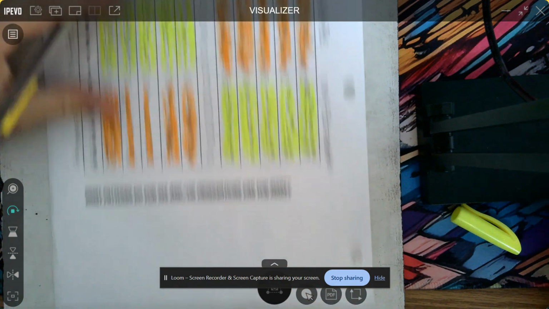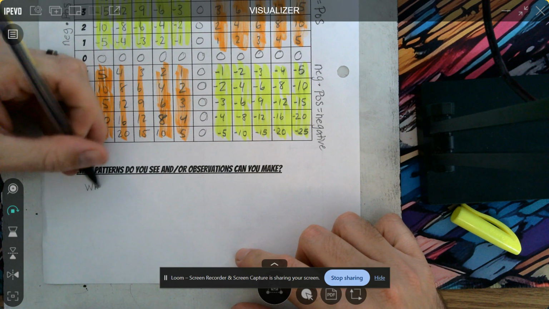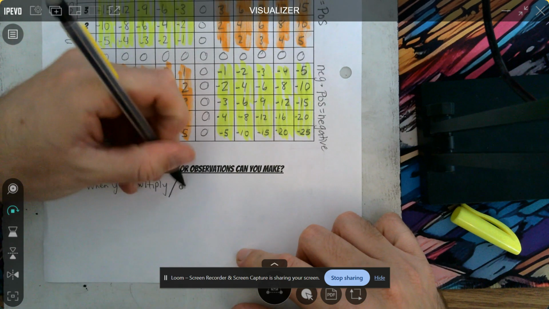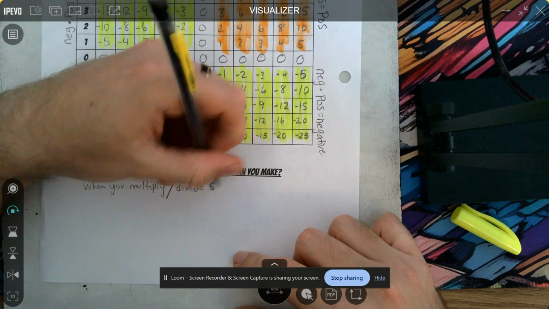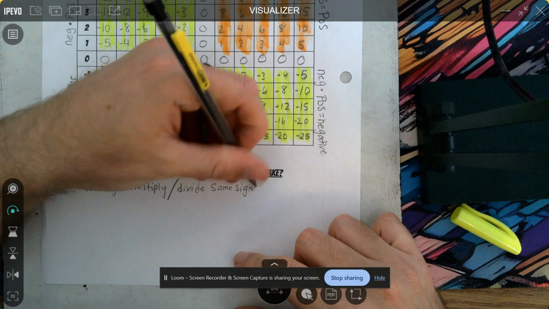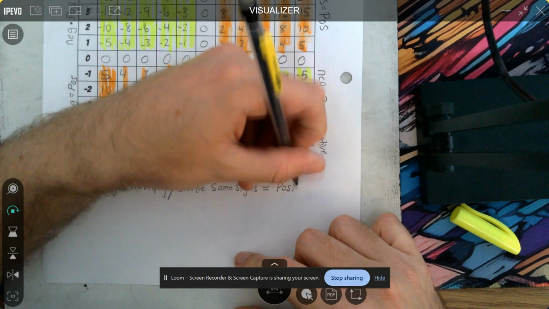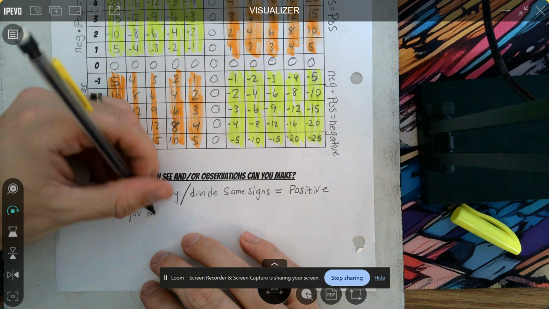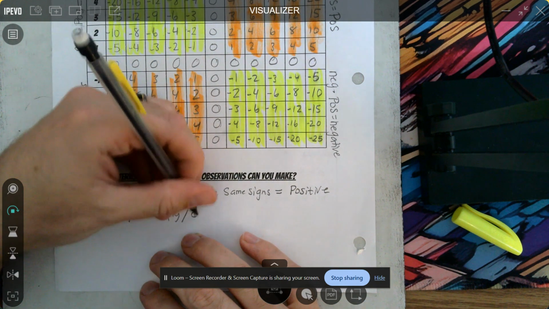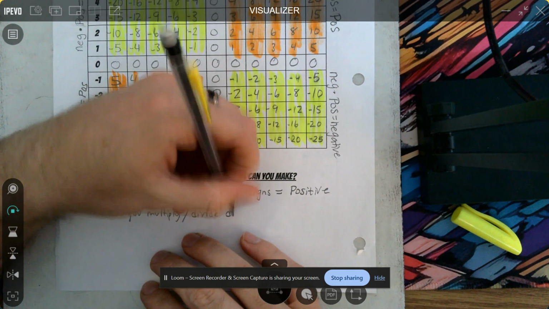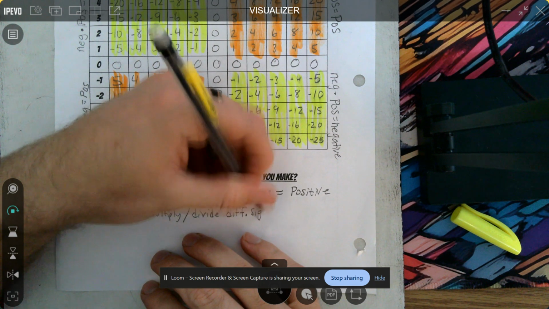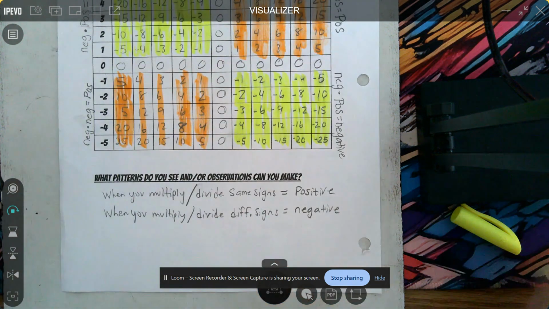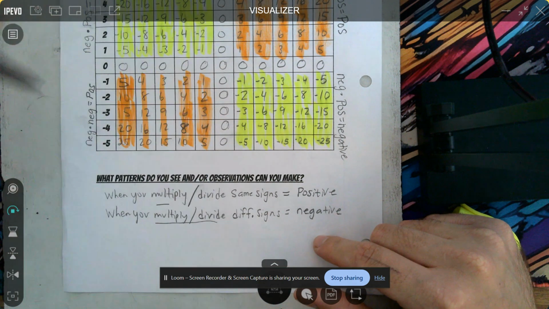So our rules are: when you multiply or divide same signs, you get a positive answer. And when you multiply or divide different signs, your answer is going to be negative. That will always be true for multiplication and division. So make sure you're understanding it's multiplication and division only, not adding and subtracting.